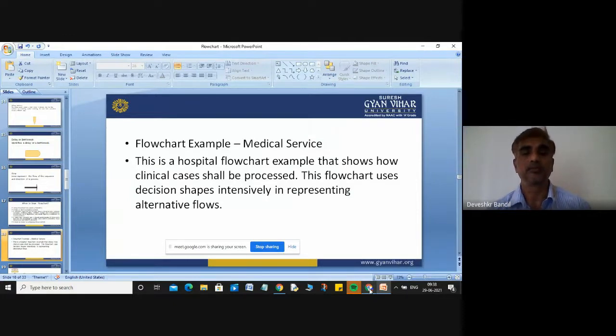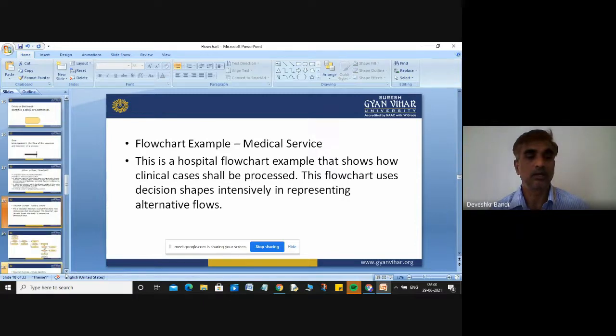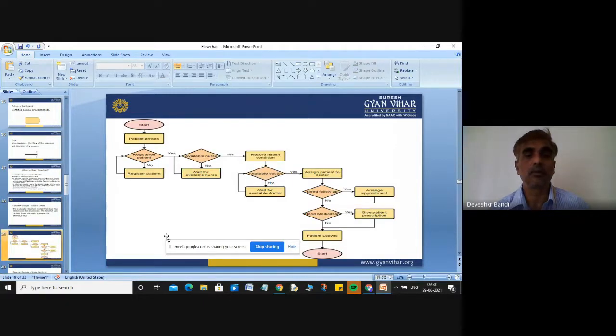This is the hospital flowchart, and through this example, I will show how clinical cases are processed. This flowchart uses the decision shape intensively in representing alternative flow. I am drawing the flowchart. Here I have drawn it, and you can understand the flowchart through this medical service process.